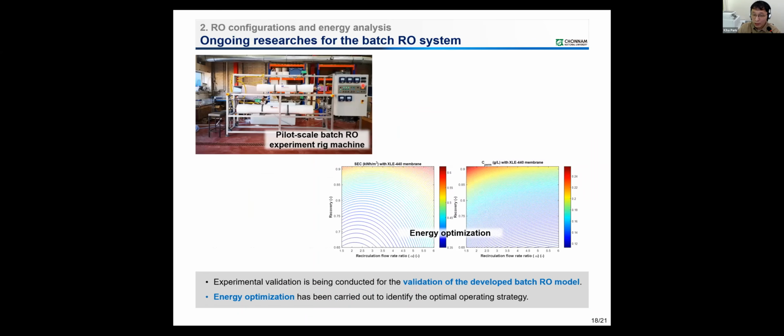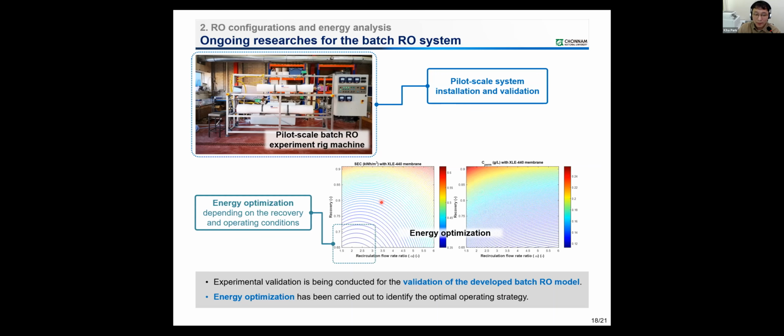This is the ongoing research for the batch RO system. So we are installing the pilot scale system for validation of the batch RO system, and we are optimizing energy consumption depending on the recovery and other operating conditions. So we try to find how to reduce the energy consumption of the batch RO system and hybrid batch RO system. So we believe that these configurations can be an effective solution to minimization of energy consumption.